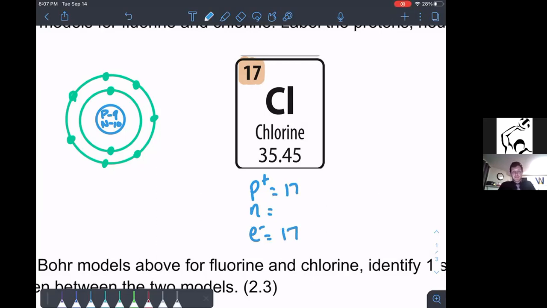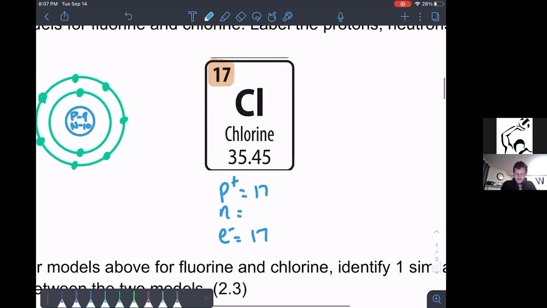Now our neutrons are going to be a little bit more difficult because now we actually have to round this number. It's not a whole number already. And if it's a 4 right here, that tells us that we just get rid of our decimal and we leave it as 35. If it was a 5 or higher, that means we do have to round up to the next whole number, which would have been 36. But since we can round this to 35, that means we do 35 minus 17 because it's mass number minus protons, and we get a total of 18 neutrons.